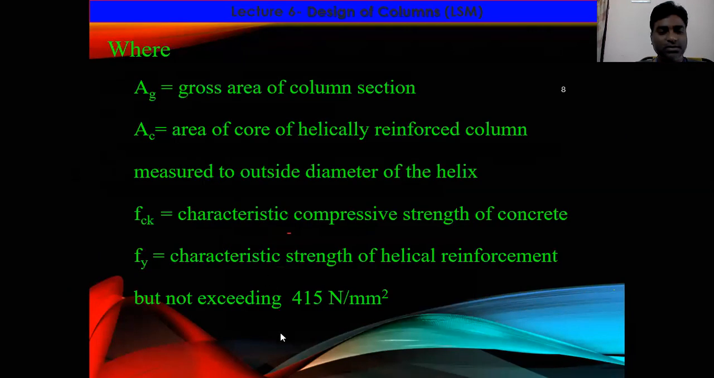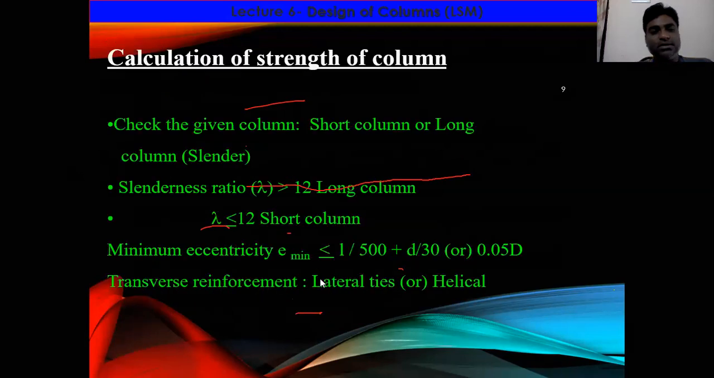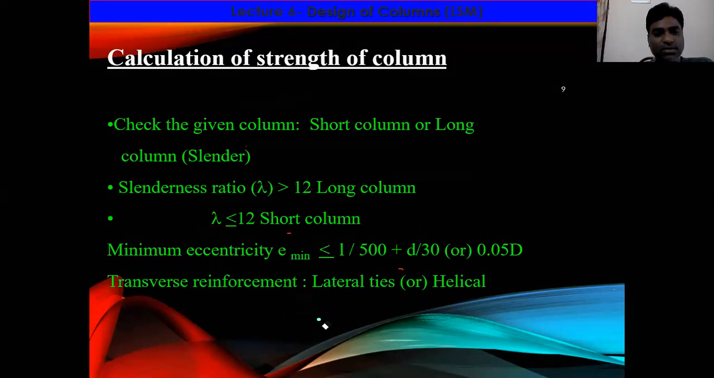So here, as I told, Ag is the gross area of the column, Ac is the area of the core of helical reinforcement, measured outer to outer diameter of the helix. This I have shown. Fck is the characteristic compressive strength of concrete. Fy is the yield strength of helical reinforcement, but not exceeding 415. That we should know.